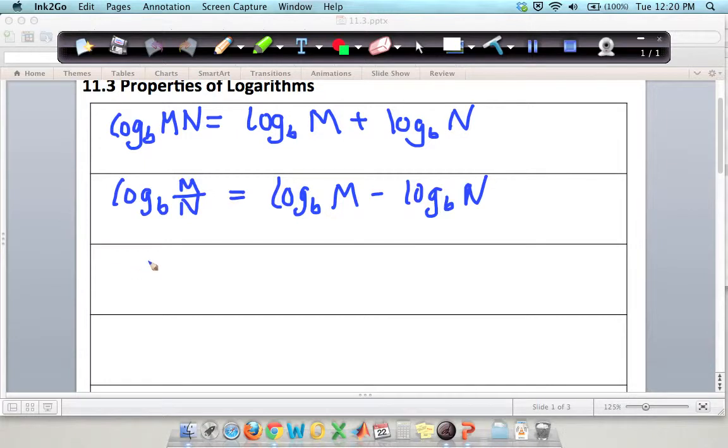And then this one is really important whenever we're solving for time in, let's say, a financial equation. We need logs, and this is the property that helps us solve for that time. So when you have an exponent, log base b of m raised to the r power, you can actually take this exponent and move it out in front, and this becomes r times log base b of m.